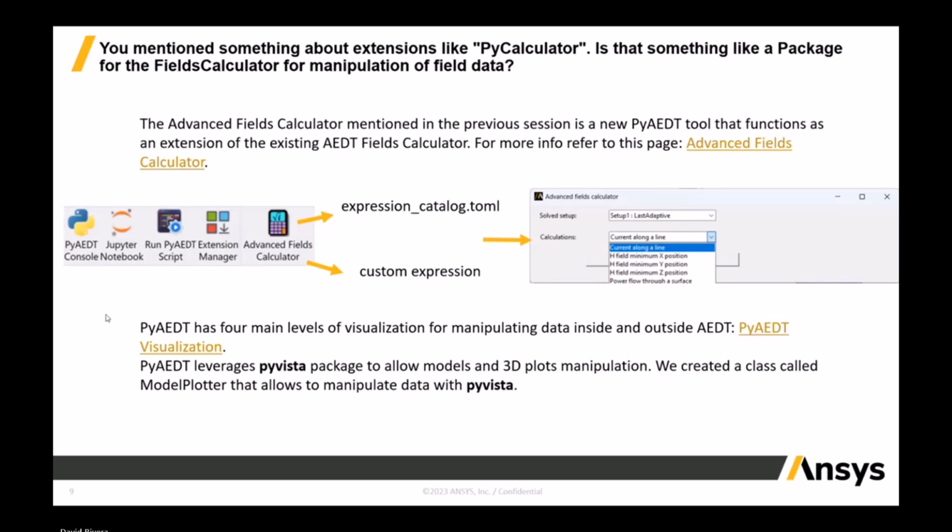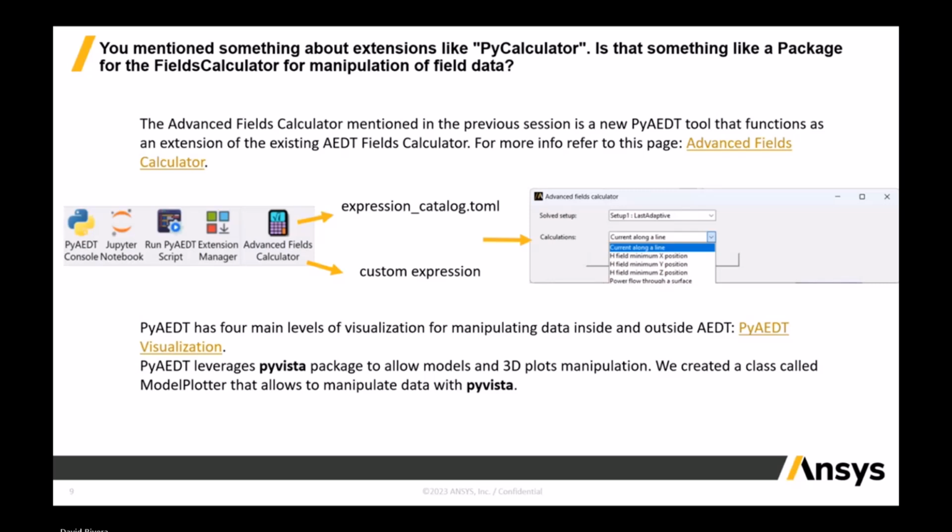I put two screenshots here. As you can see on the left, the advanced field calculator is an extension that can be installed through the extension manager. And there are two ways of adding expressions in the AEDT fields calculator. The first one is from what we call the expression catalog, which is none other than a TOML file, where we already implement the most frequently used expressions depending on the solver. Or in the second case, you can add a custom expression without going through the expression catalog. For example, you can add your expression as a dictionary and then use a proper method to add it.